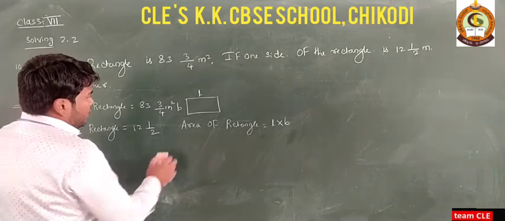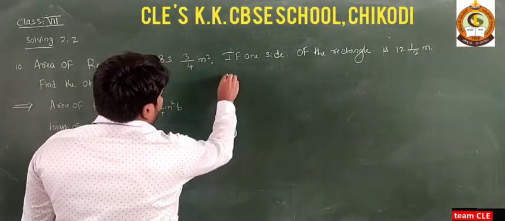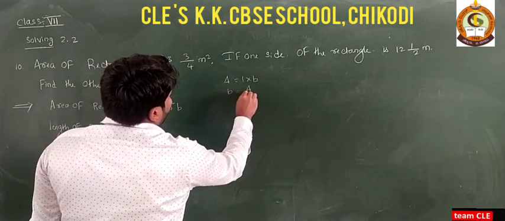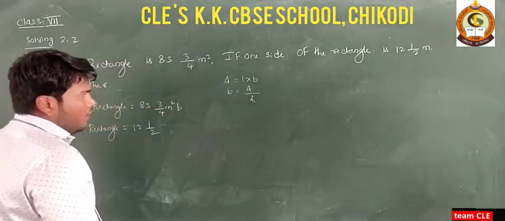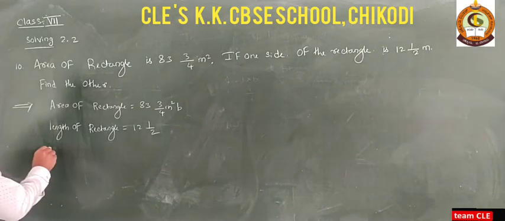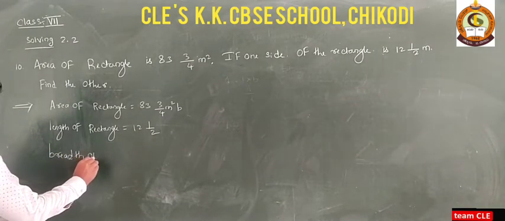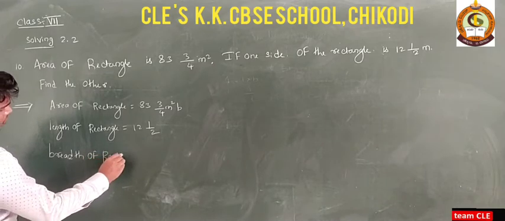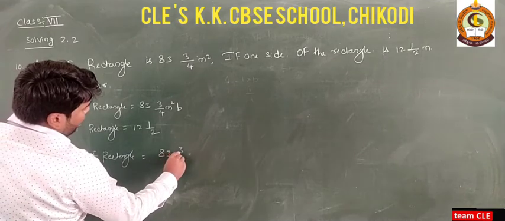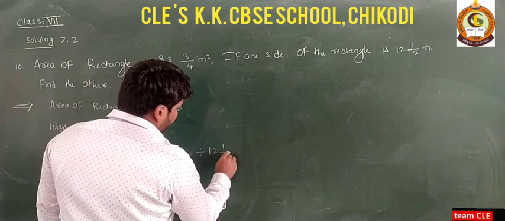Okay, so we need to find the breadth of the rectangle. Area of rectangle is length into breadth, and breadth is equal to area divided by length. So the breadth of the rectangle is equal to 83 3/4 divided by 12 1/2.